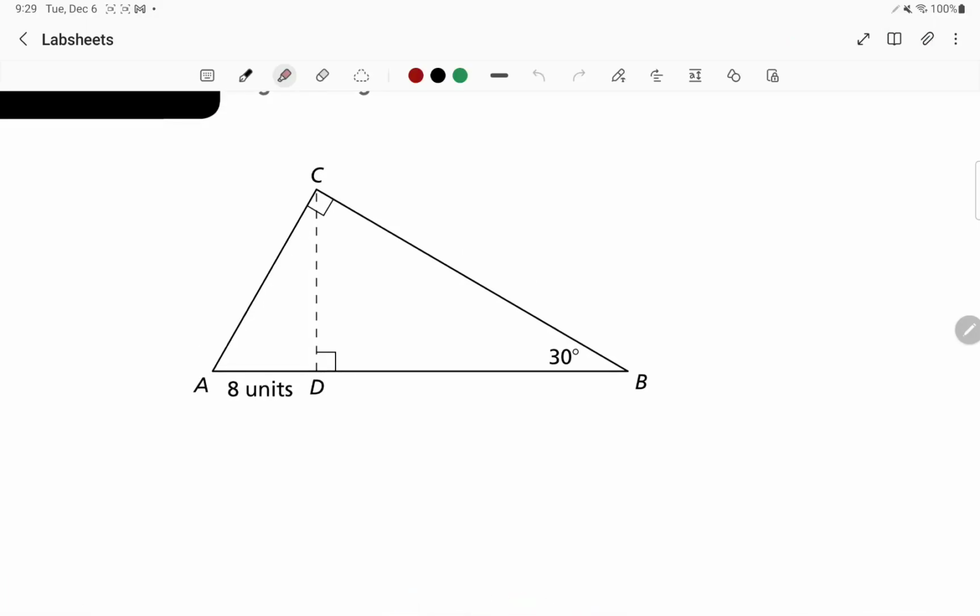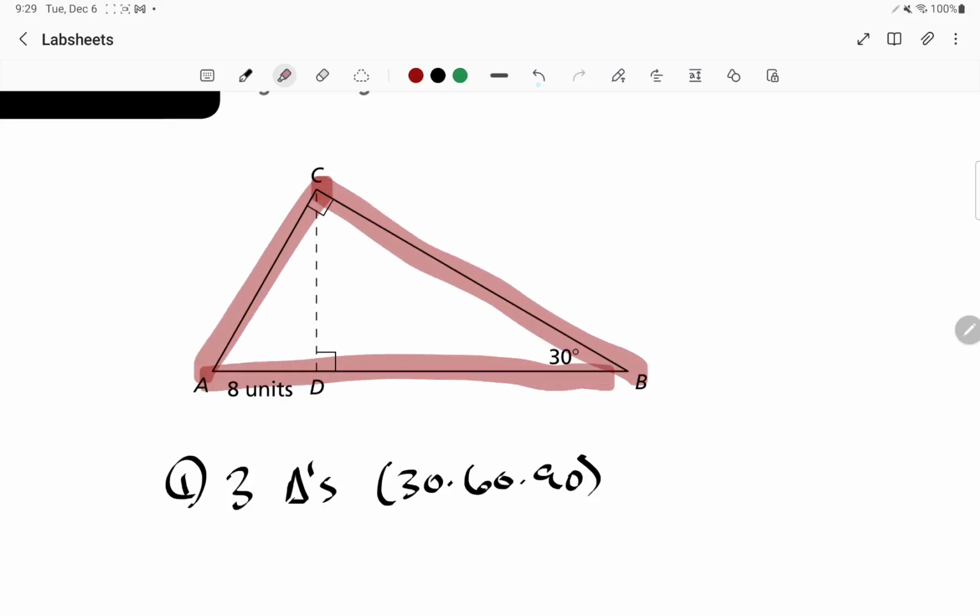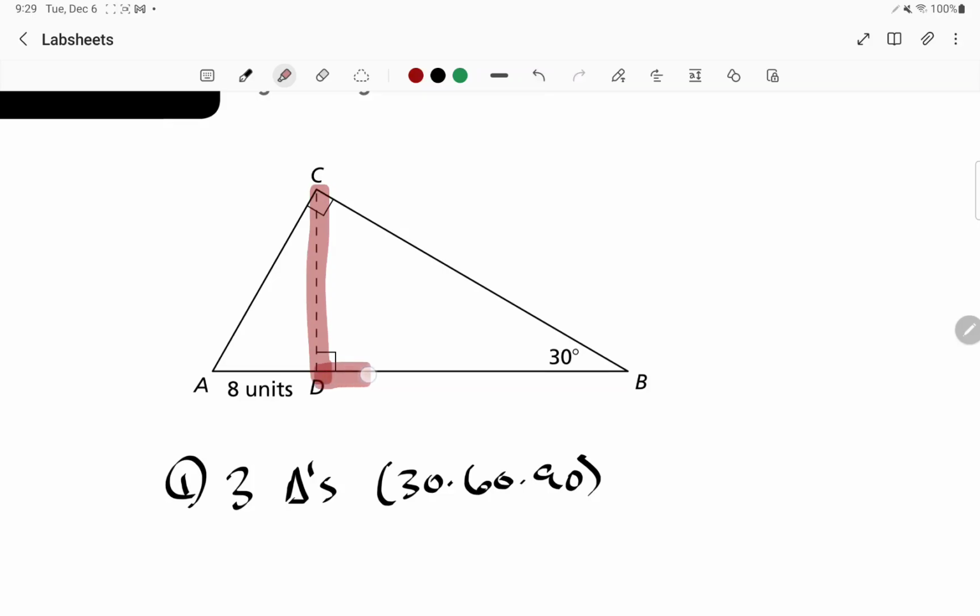So first, you should see 3 triangles. So number 1, there are 3 triangles. And all of those triangles are your 30, 60, 90 triangles. Every single one of them. Like if you look at this first one right here, that's a 30, 60, 90. The other one is right here. That's a 30, 60, 90. And the last one is right here. That is a 30, 60, 90 triangle.